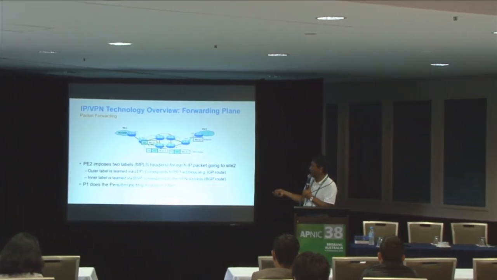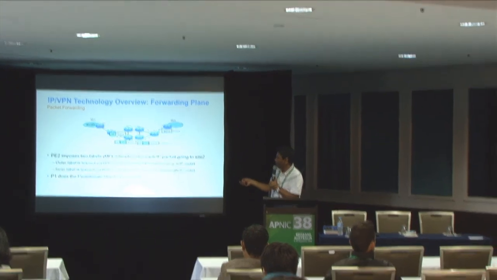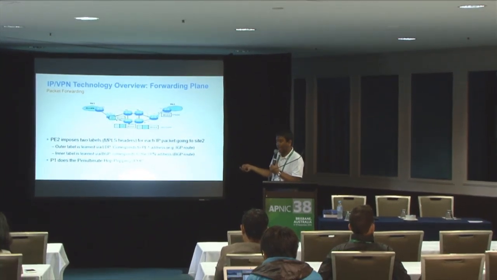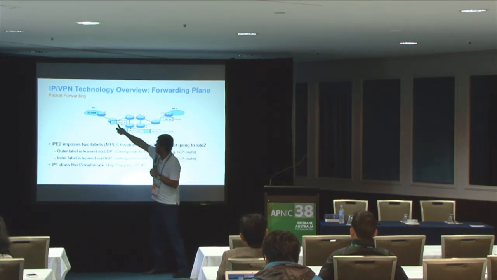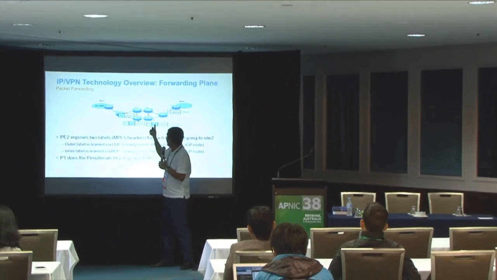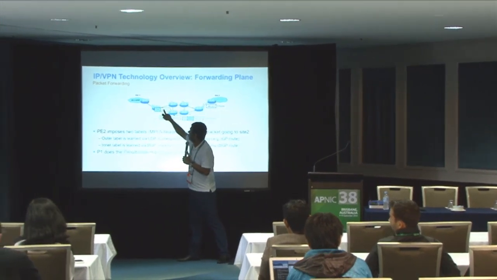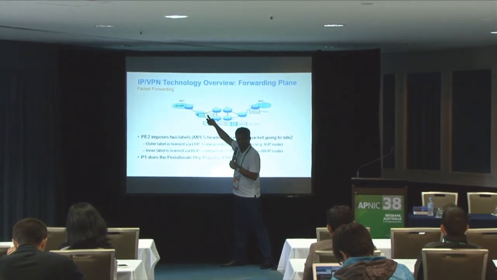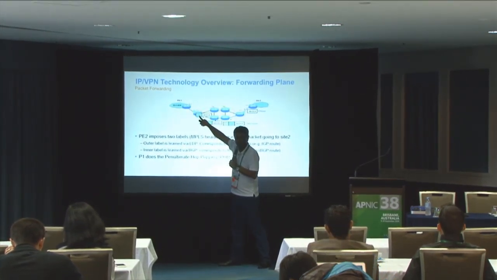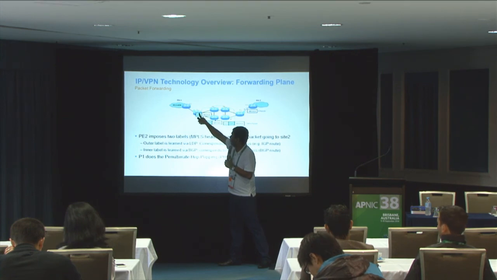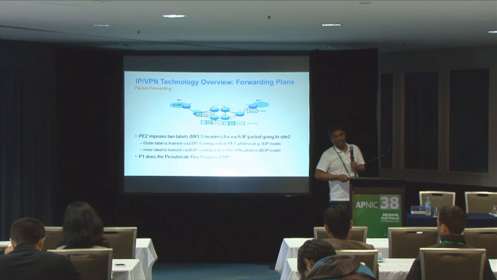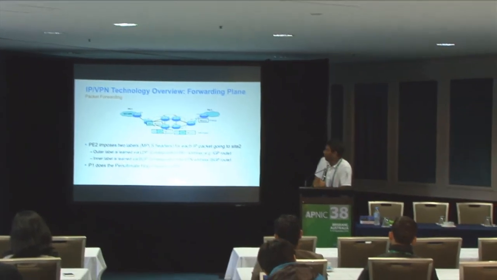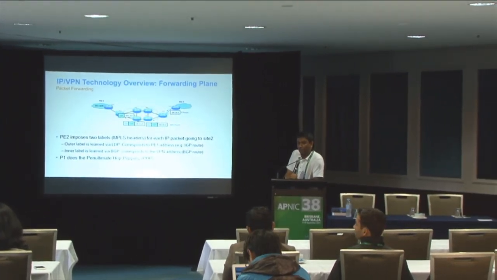And when it goes to the egress router, the P router, P1, will do the PHP, penultimate hop popping. It will remove the outer label. So the packet goes to the PE router here with only the VPN label. Now this router will decide which VRF this packet belongs to. Looking at the VPN label, it puts the packet into the corresponding VRF, and that's how it sends the packet across. So that is the forwarding plane of MPLS L3 VPN.